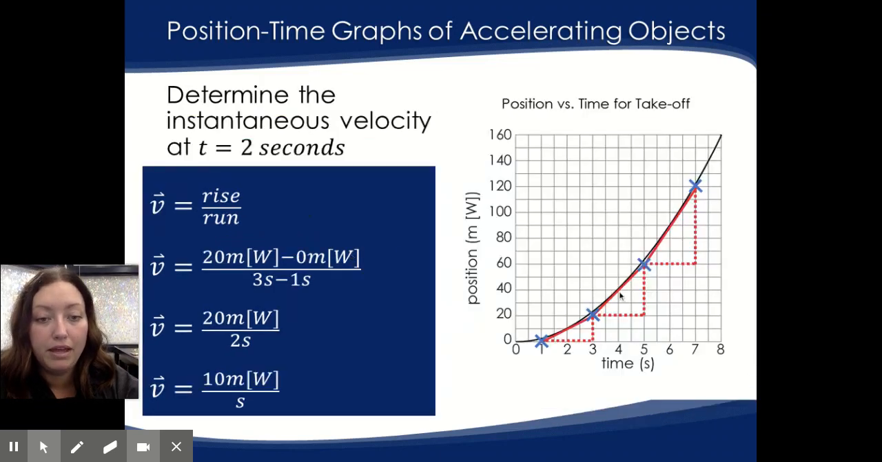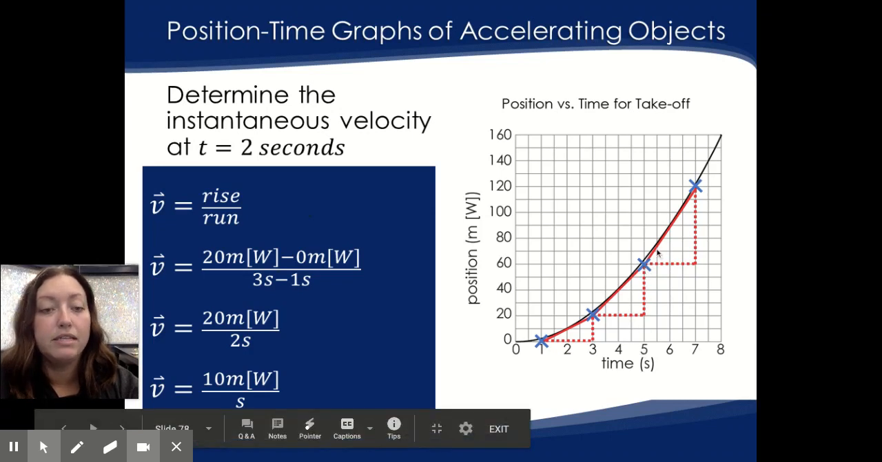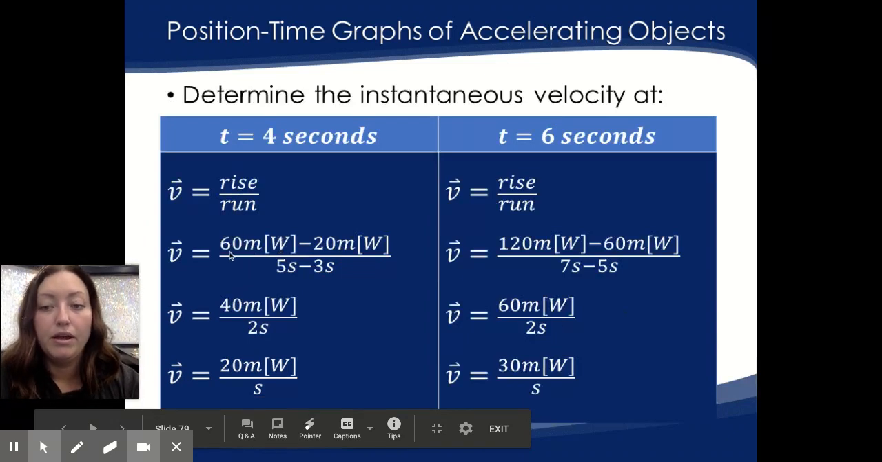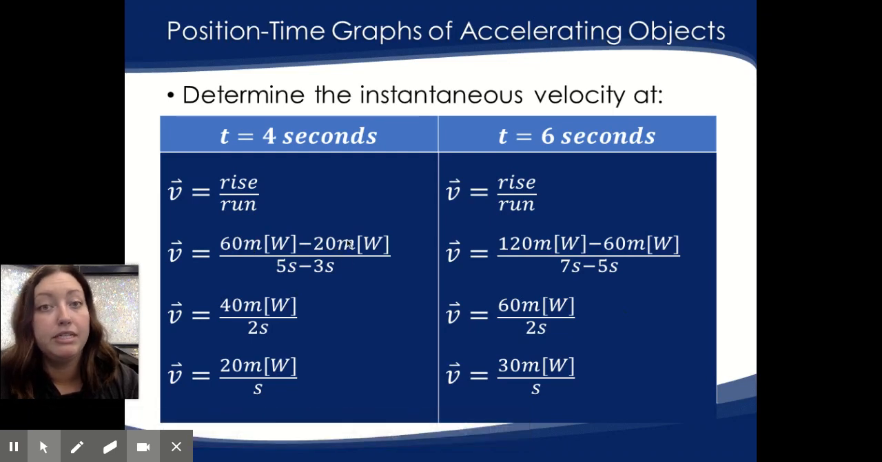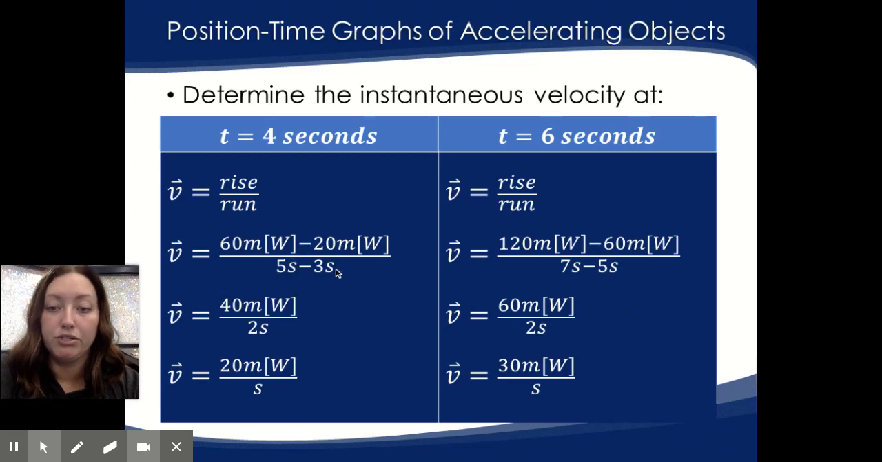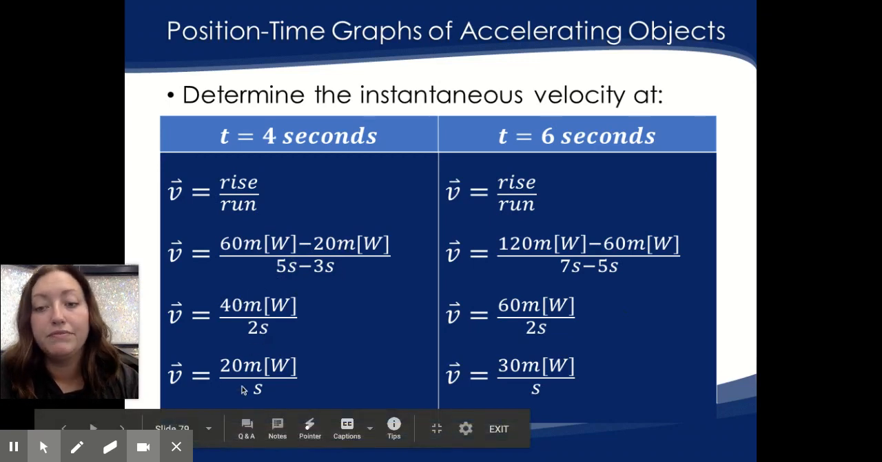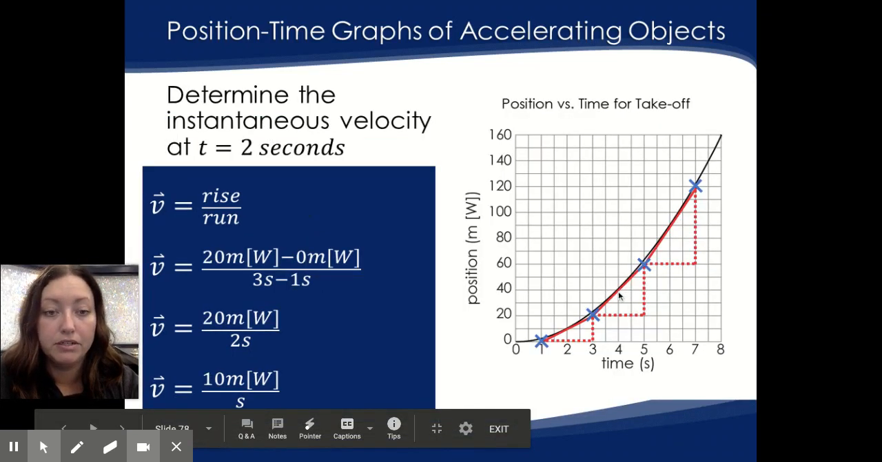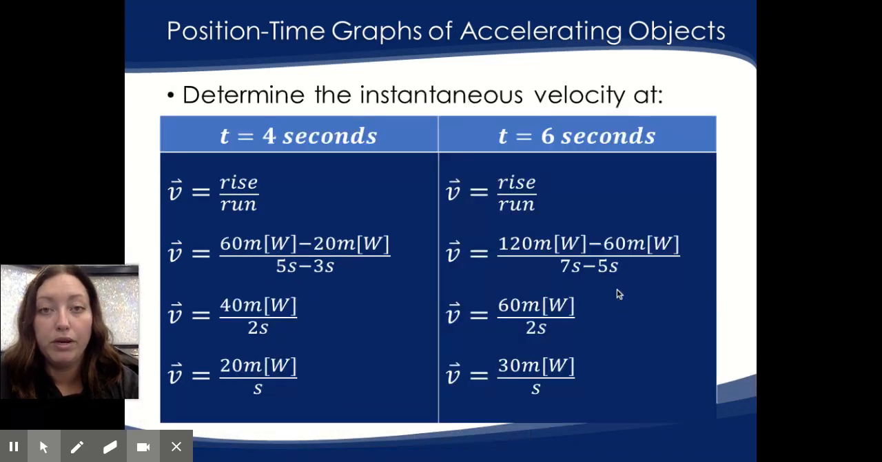Same thing here, this is the position we're taking it at. So what was the time? The final time is 5 seconds, and the initial time was 3 seconds. So we're plugging that back in. You have your final position at the end of that tangent line minus the initial position at the beginning of your tangent line, divided by the final time minus the initial time. So you end up with 40 divided by 2, which gives you 20 meters per second. So at 4 seconds, right here where it's touching our tangent line, that instantaneous speed is 20 meters per second.